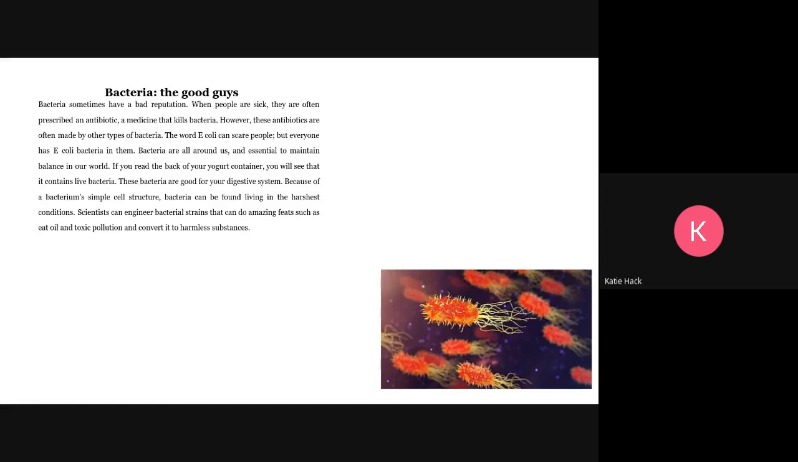These bacteria are good for your digestive system. Because of the bacteria's simple cell structure, they can be found living in the harshest conditions, and scientists can engineer bacteria strains that can do amazing feats, such as eat oil and toxic pollution and convert it to harmless substances.